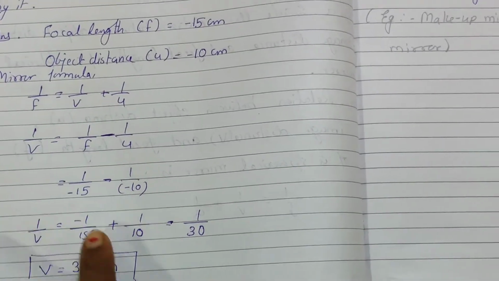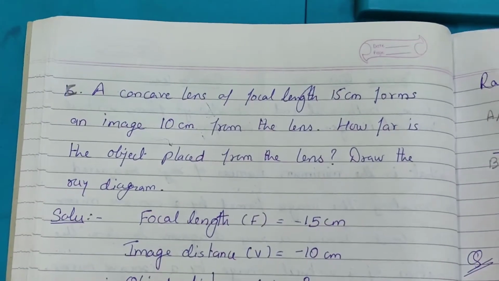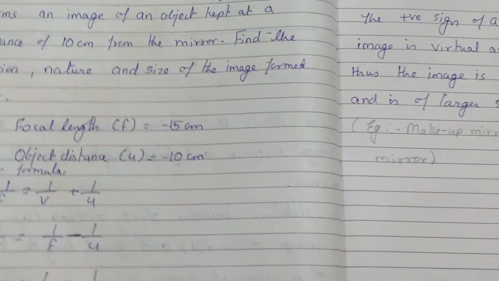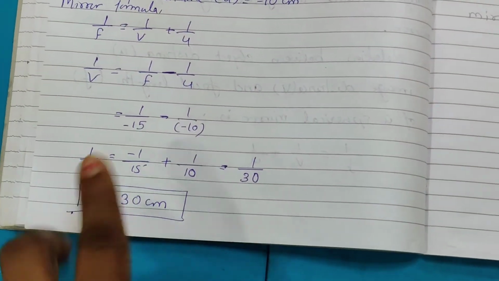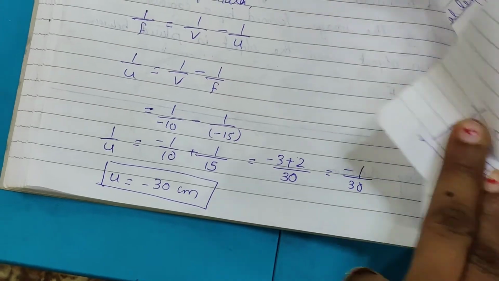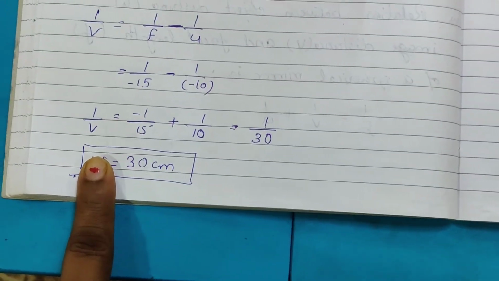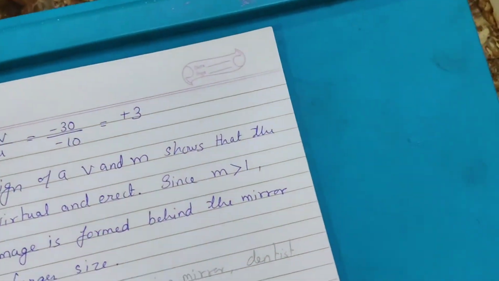In the previous question we did the concave lens, and now this is the concave mirror. Don't get confused. There we got u as -30, and now here we got v equals 30. Okay, find the position.